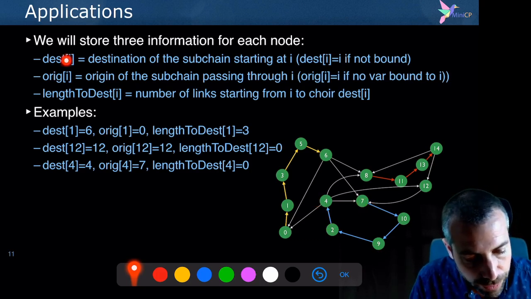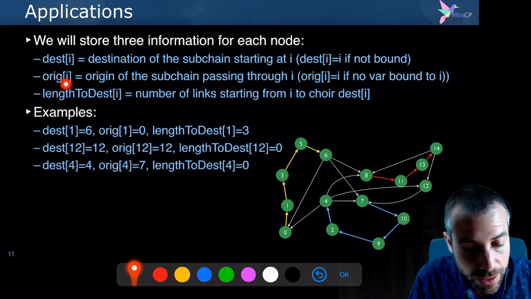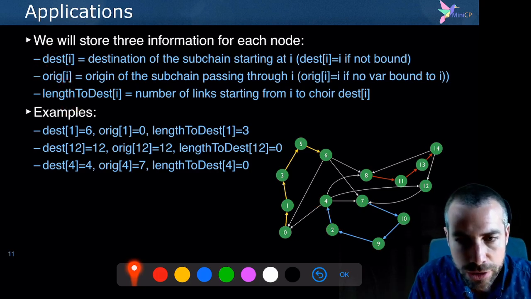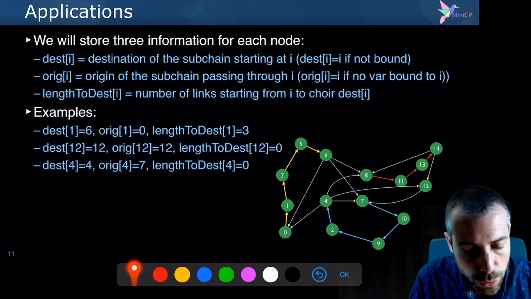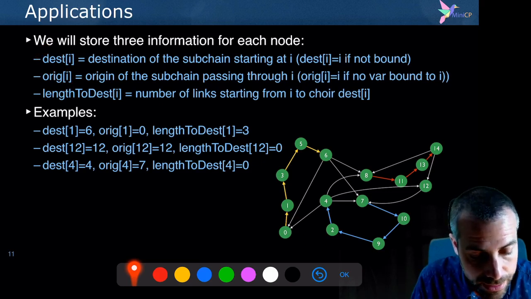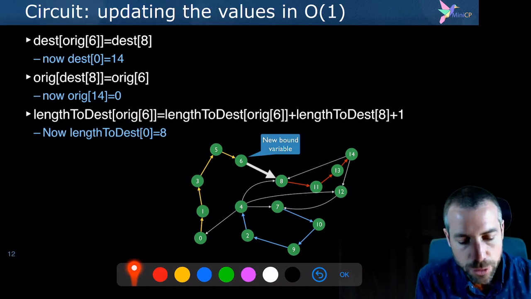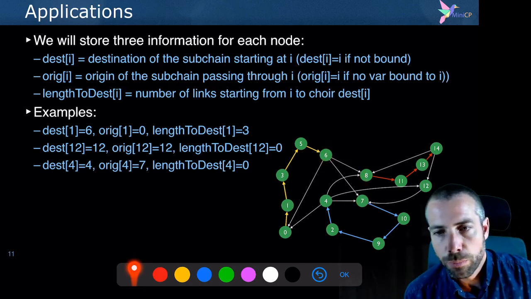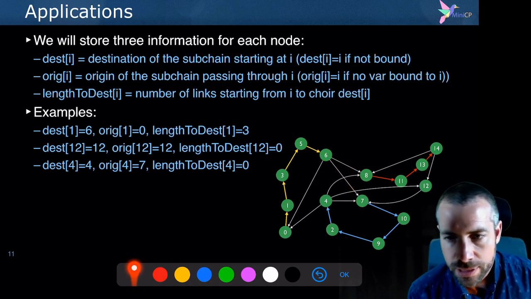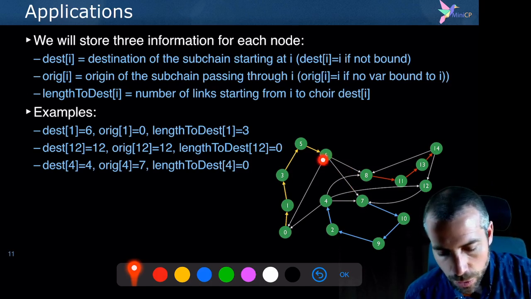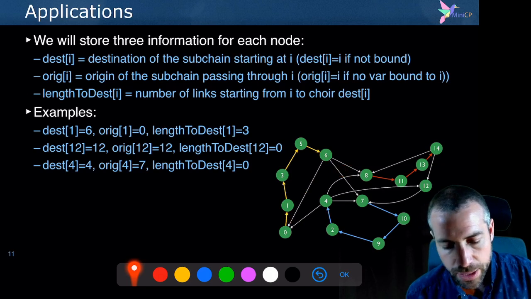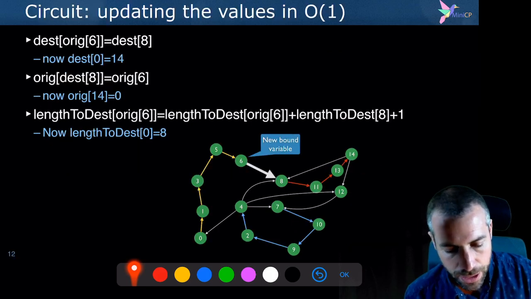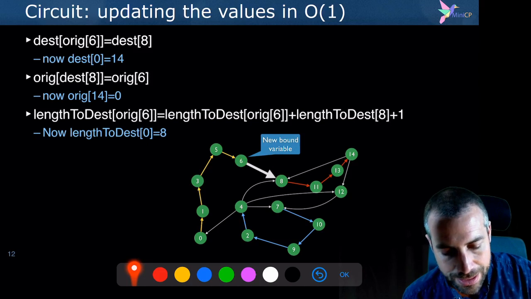So these are the 3 pieces of information that we will maintain in every node, and we can update them efficiently, in constant time, every time a new edge is assigned inside the graph. Let's assume that in the situation before, the successor of 6 could be 8 or 7. Assume that by branching or propagation, one of these edges has been removed, and only one remains. The one that remains is 6, 8. So now we can extend the subchain.